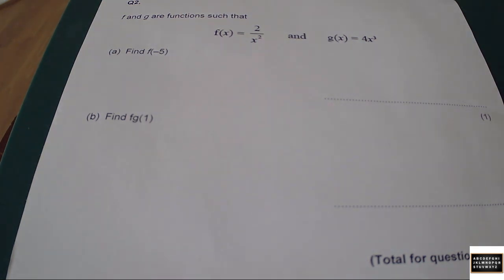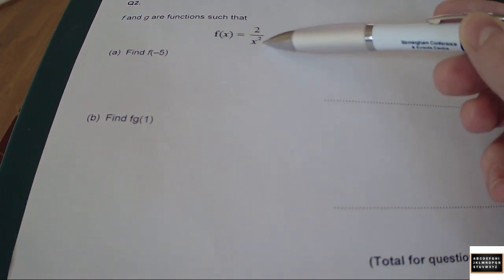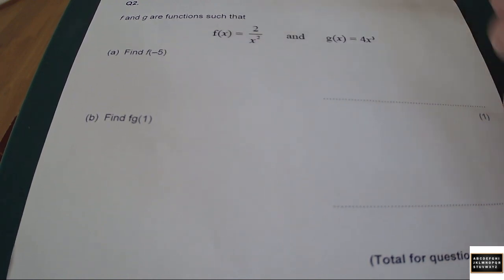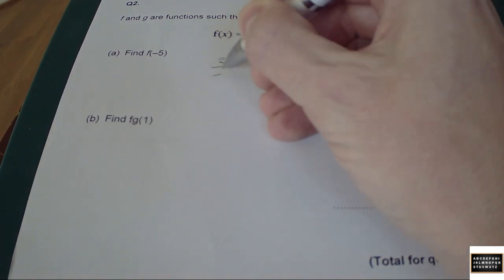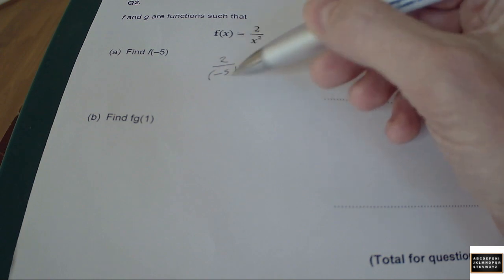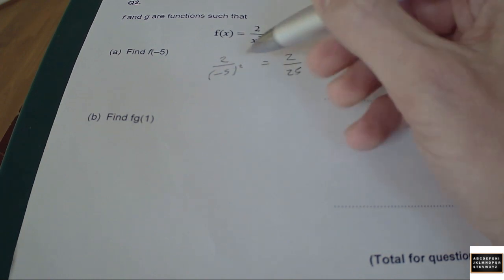This time we're doing some very straightforward questions. Similarly, f of minus 5. So again, wherever I see an x here, this is x squared. Hope you can see that okay. Where I see an x, I'm going to put minus 5. So just 2 over minus 5 squared. I tend to use brackets just to help me with negative numbers, just so I don't get muddled. And this will be 2 over 25.